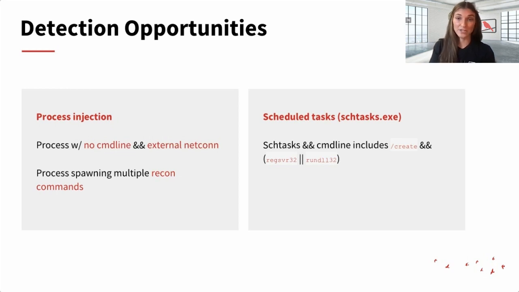And as Rachel mentioned, Qbot attempts to evade defenses, which leaves us with a process injection detection opportunity. To detect on this, we're looking for process execution without a command line, looking for that to make an external net connection. And then off of this, we are looking for the spawning of multiple recon commands, which are commands such as whoami, scanning, enumeration. She showed a whole list on a previous slide. They're commands that collect data about the target system.